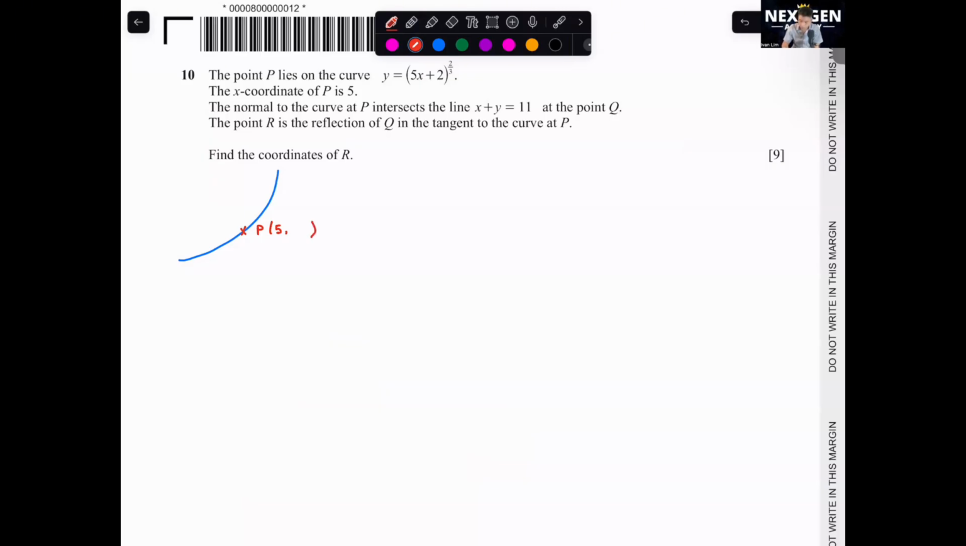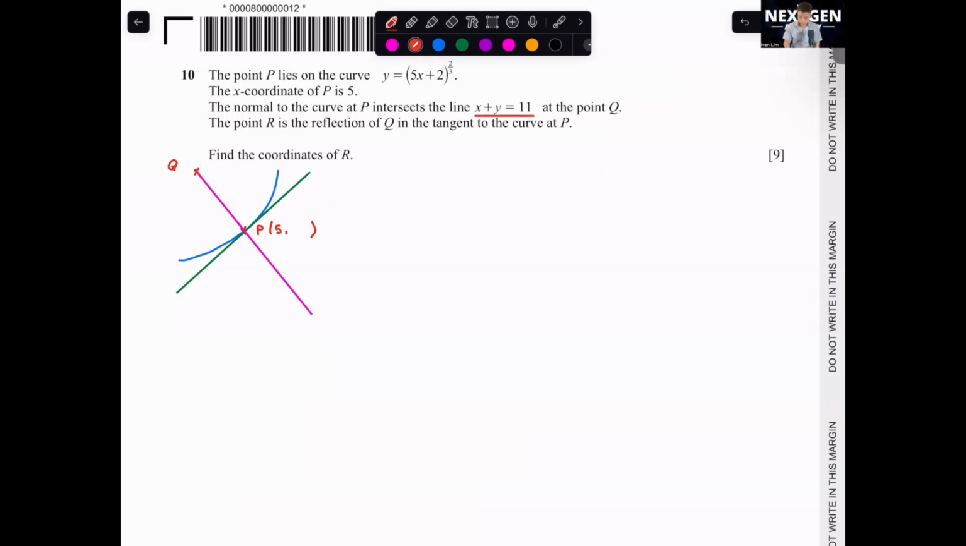The normal to the curve at P. Okay, normal means we've got this one. Let's say this is your tangent. Your normal will be this. The normal to the curve at P intersects the line x plus y equals to 11. So x plus y equals to 11 is some sort of line. We don't know where it is, but got some sort of line at the point Q. Maybe Q is around here. Let's just assume Q is around here, and it intersects with this x plus y equals to 11.